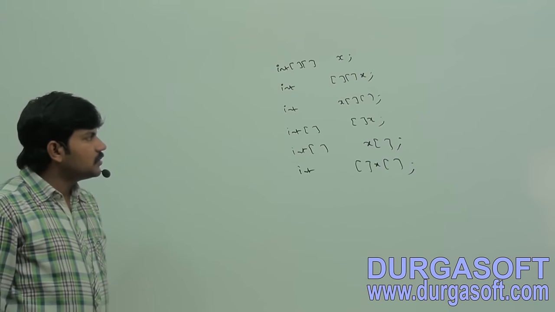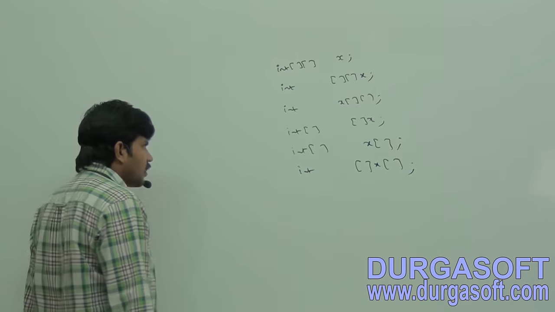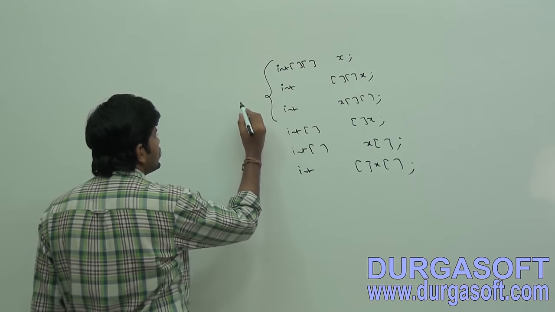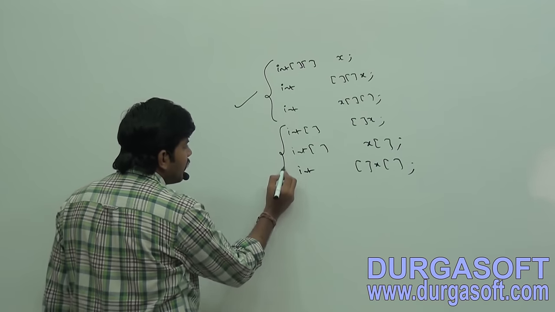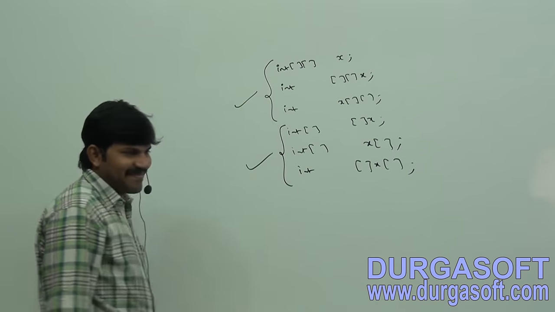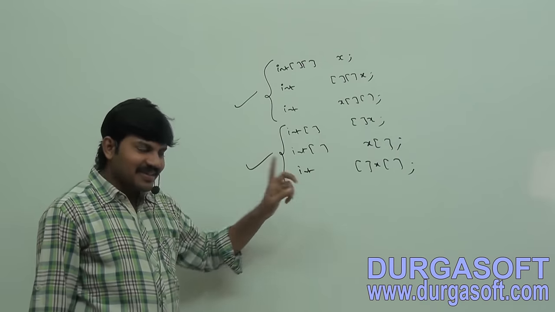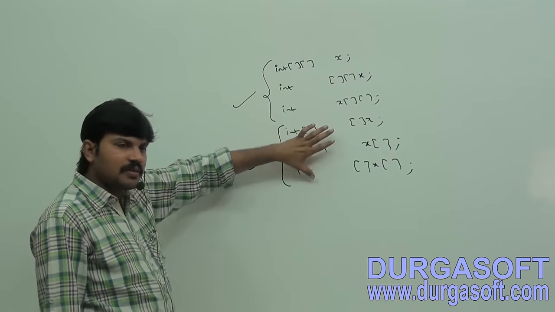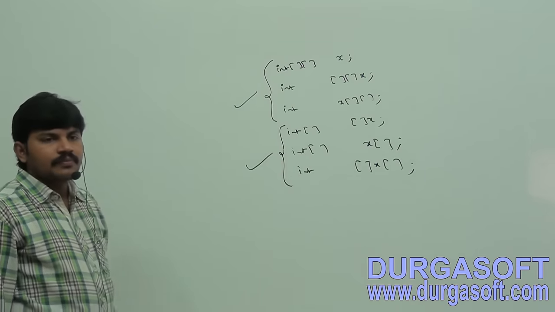First 3 are valid, 100% correct. Next 3 are also valid. Whether we are using or not using, all these things are valid. Valid two dimensional arrays only. First 3, next 3 also, all are valid. Don't keep any doubt, take all.